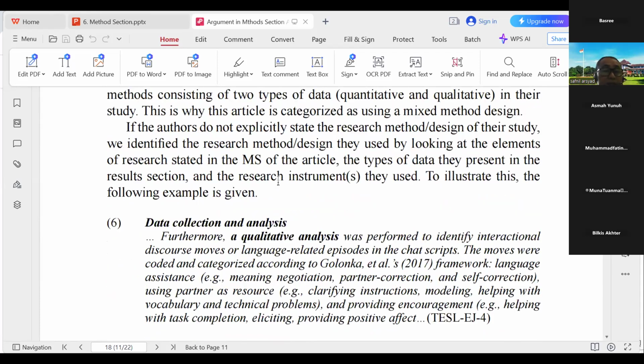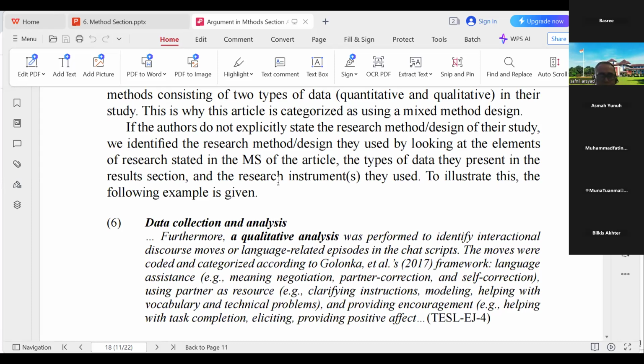If the authors do not explicitly state the design, qualitative or quantitative, we can still identify which design they used by looking at the other parts of the method section. For example, if they use a particular technique or method, for example, experimental method, it must be quantitative. If they use case study, for example, it must be qualitative.